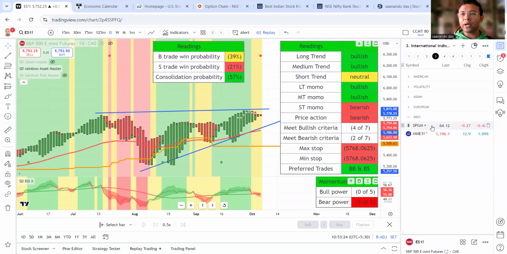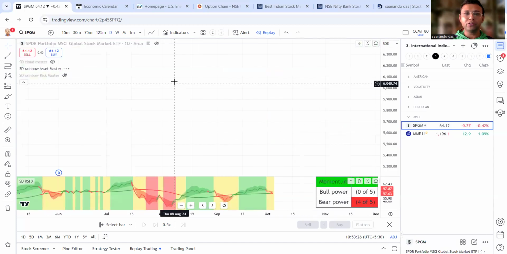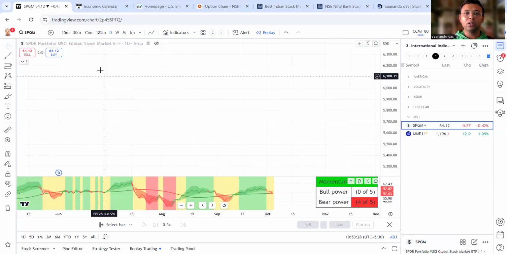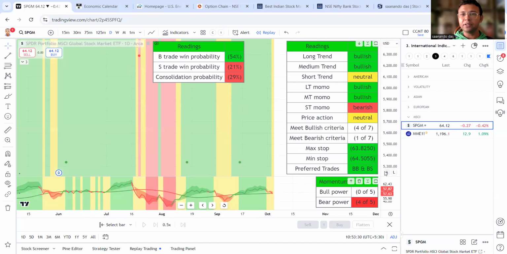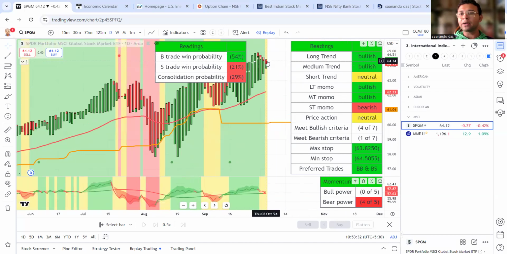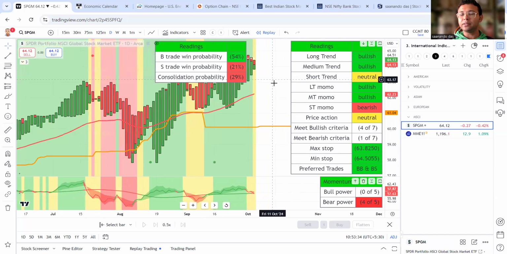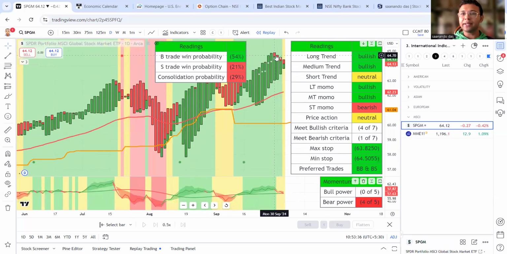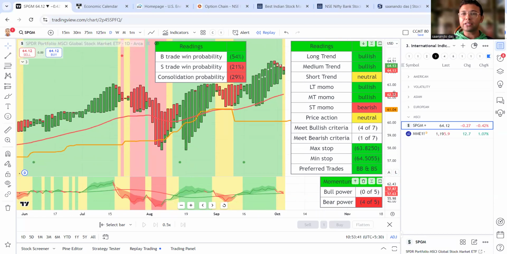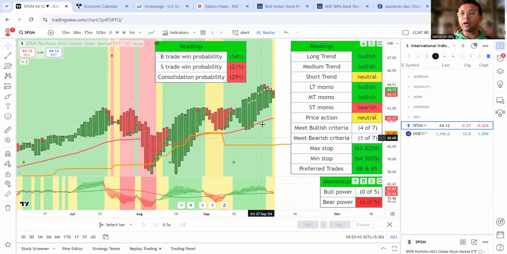Now we will take a look at the overall equity market. This is SPGM, Global Stock Market ETF. It has given a yellow background, which I use as a full exit. It has also started showing exit from 30th of September, from where the sell-off actually started and our risk started going up.